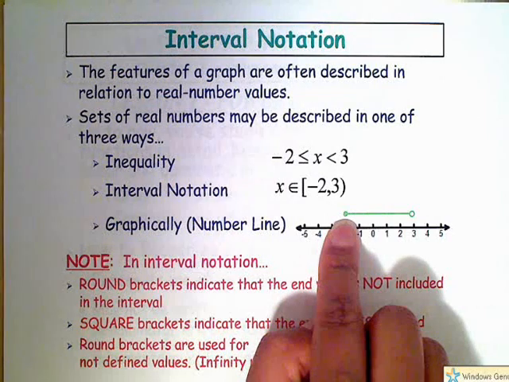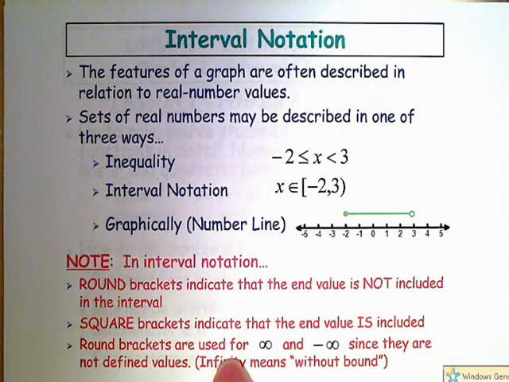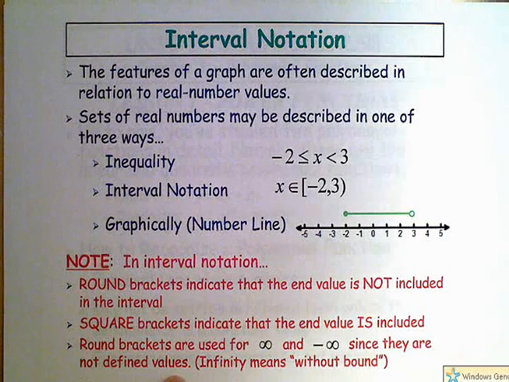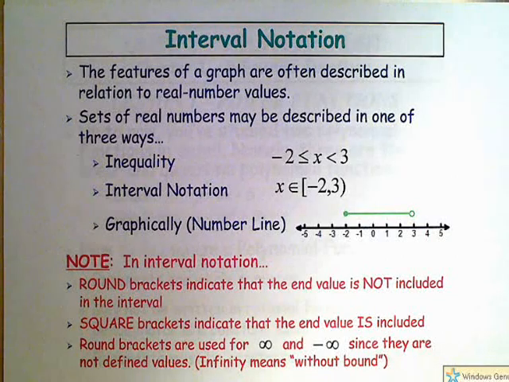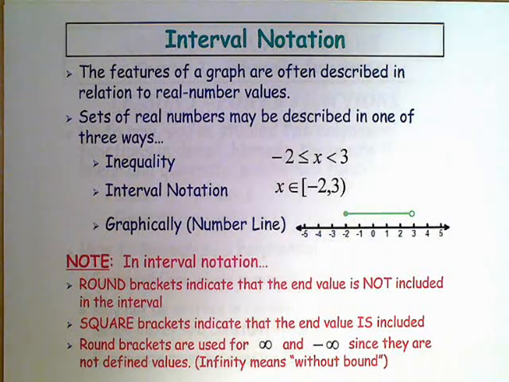Round brackets are also used for infinity and negative infinity since they are not defined values. So whenever you're including infinity as one of your end values, you use round brackets, and that's because infinity means without bounds. So there's no restriction on the value there.